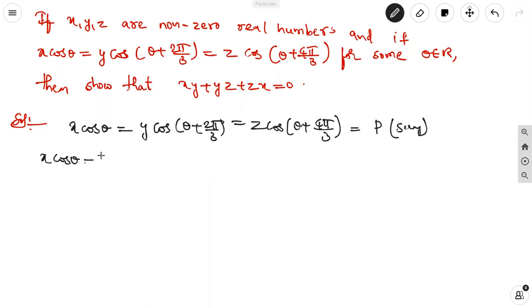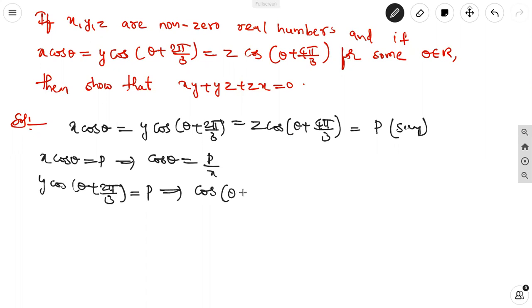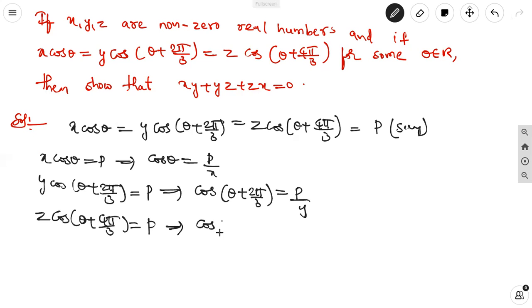x cos theta equals P, from this cos theta equals P by x. y cos of (theta plus 2 pi by 3) equals P, from this we can write cos of (theta plus 2 pi by 3) equals P by y. Next, the third one: z into cos of (theta plus 4 pi by 3) equals P. From this, cos of (theta plus 4 pi by 3) equals P by z.